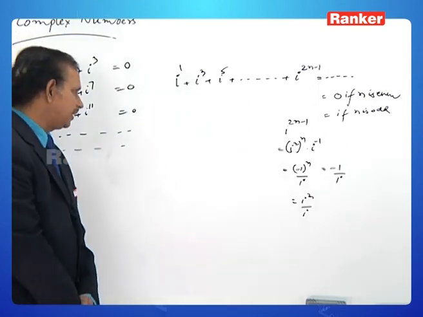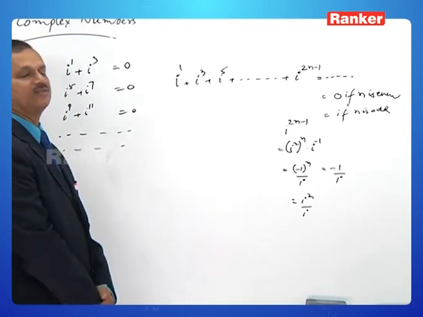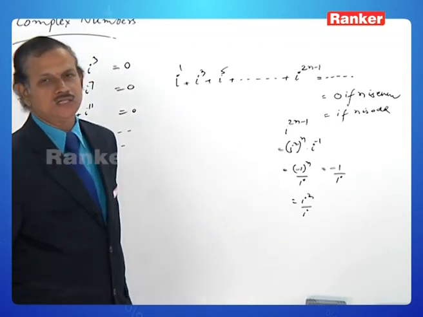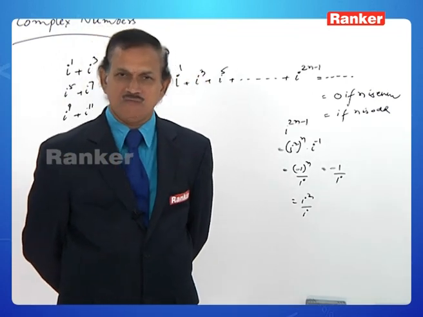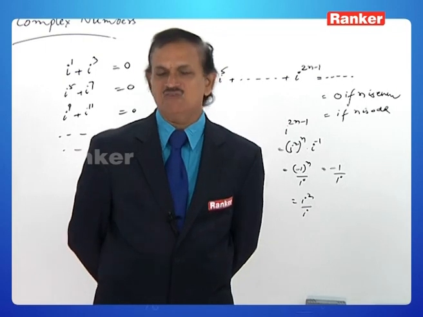You are supposed to keep these points in mind when you need to simplify things in which omegas and i's are involved.